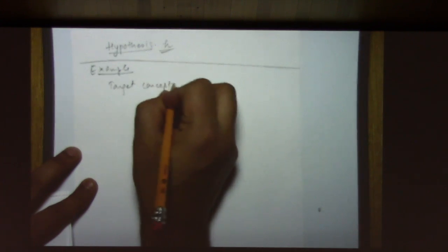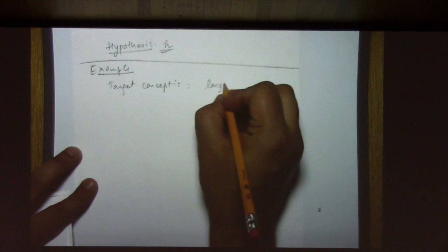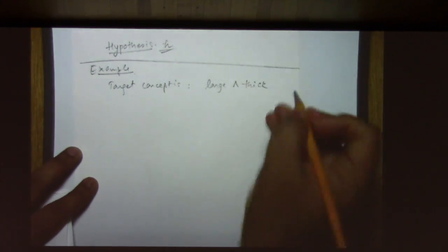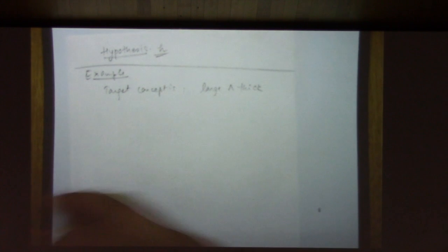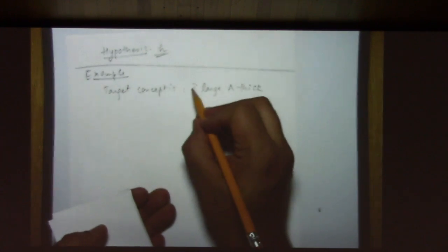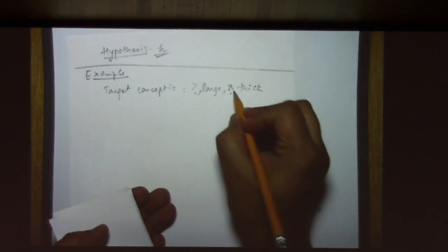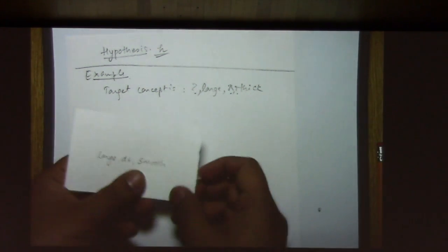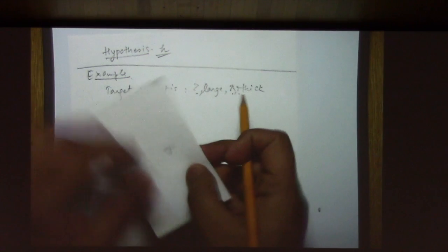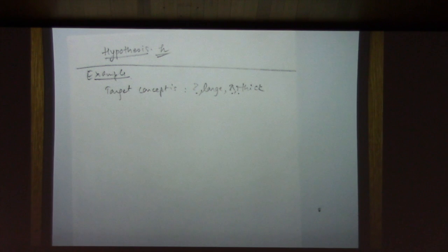So this is our example. Our target concept is large and thick. Technically you want to write all the attributes and replace them with question marks if they are not being used. But here I'm just writing it like that: question mark, large, question mark, thick. So essentially whatever the force of nature is, it's going to look at these, and if it is large and thick, it's going to mark it as malignant. Otherwise, it's going to mark it as benign. So that's how the data was generated, right?